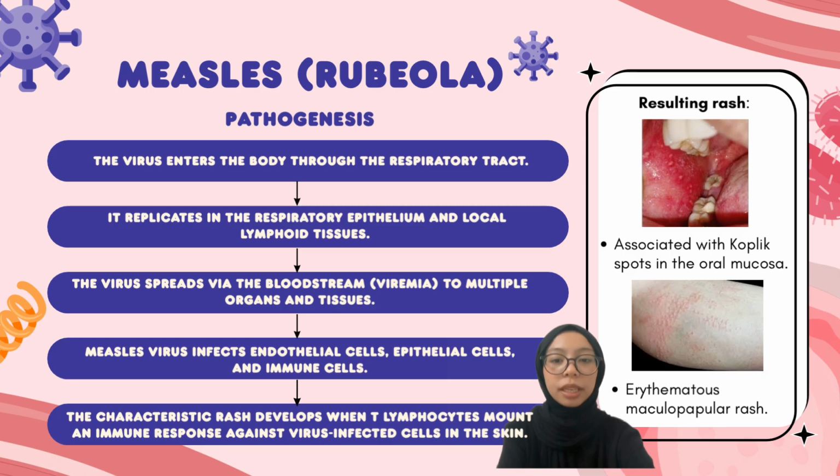So this will result in an erythematous maculopapular rash, which begins on the face and behind the ear, and then will spread down to the trunk and extremities, known as the cephalocaudal spread. This is associated with Koplik spots in the oral mucosa, as you can see here.